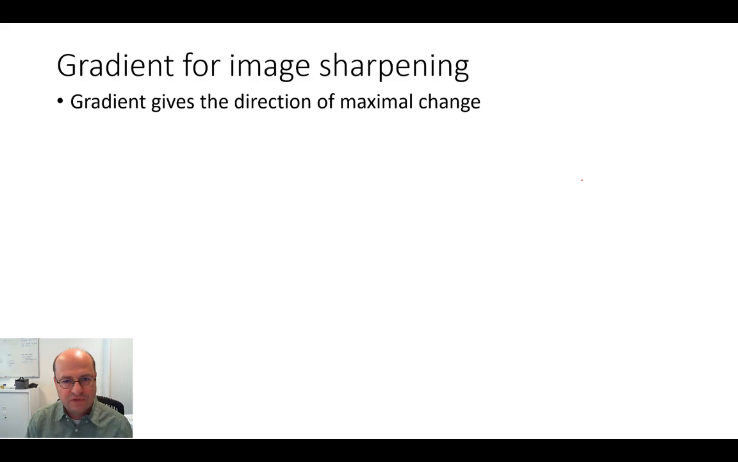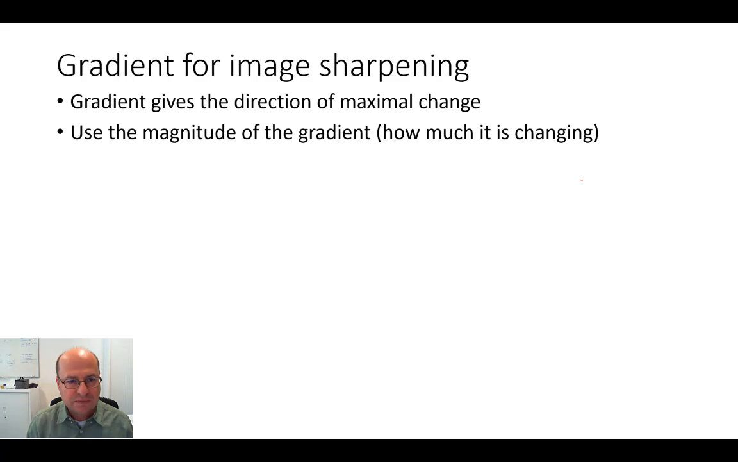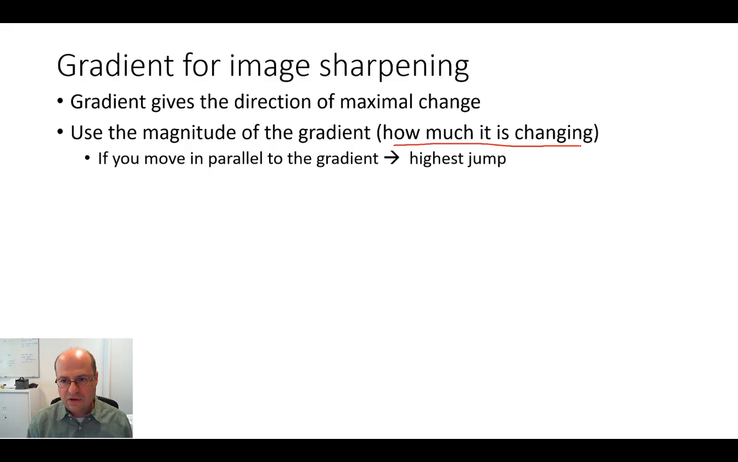So we've seen the use of the Laplacian with the second derivative. We haven't talked much about the gradient. The gradient is another very good, very important operator in image processing and computer vision. The gradient gives the direction of maximal change. We use the magnitude of the gradient, given how much it's changing. So basically, we use the magnitude of the gradient and try to move in the image. Well, if not you, your algorithm moves parallel to the gradient. That gives you the highest jump.